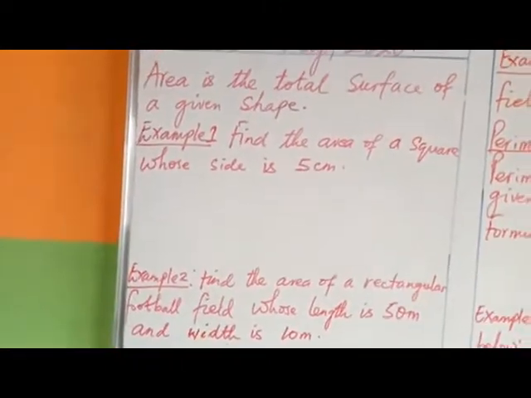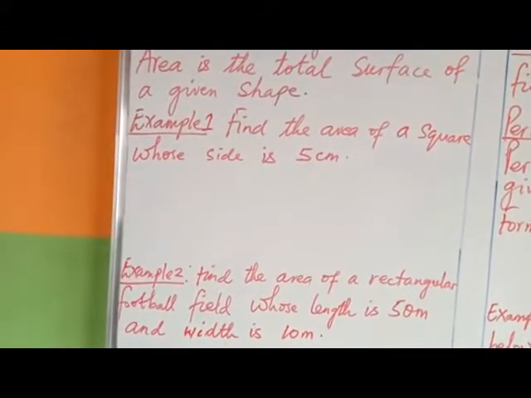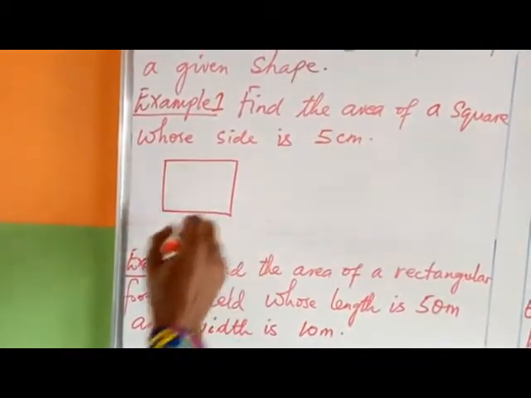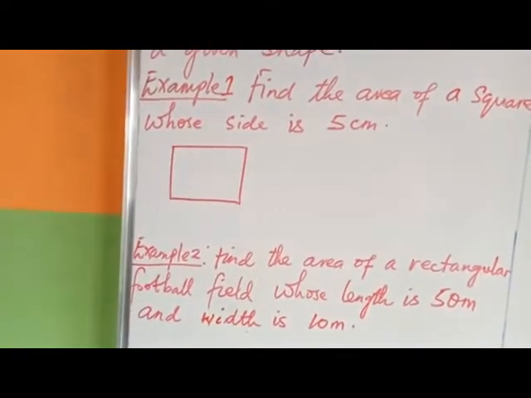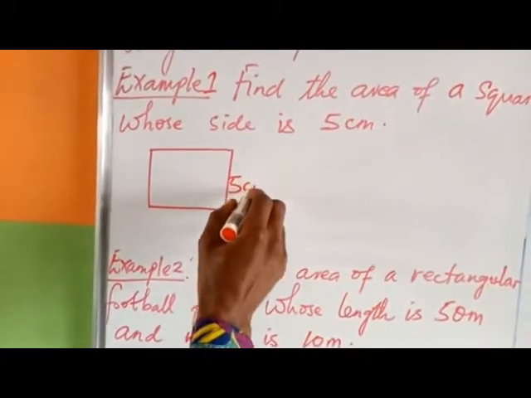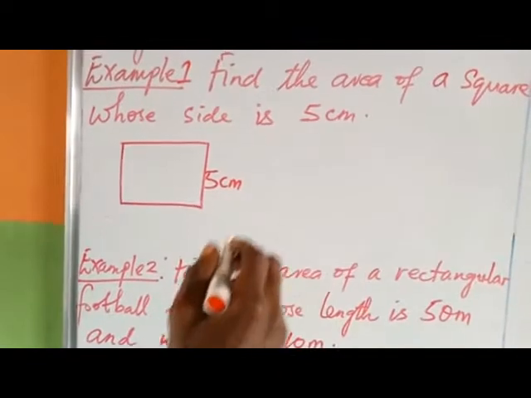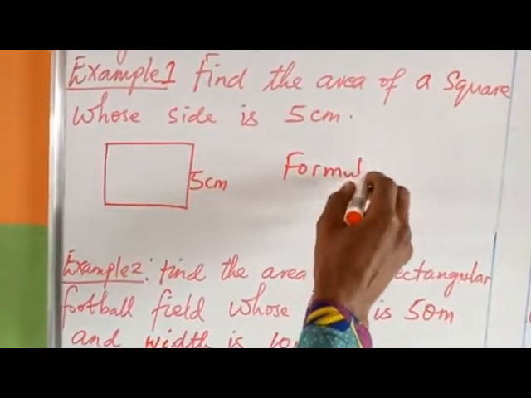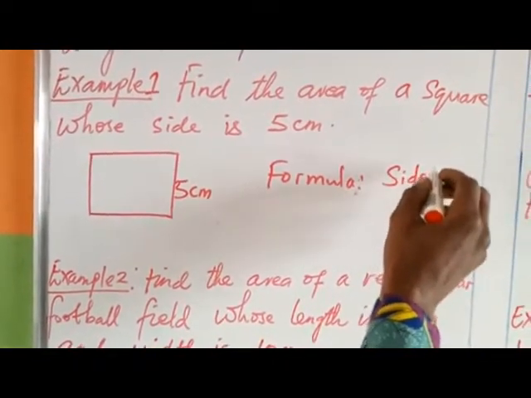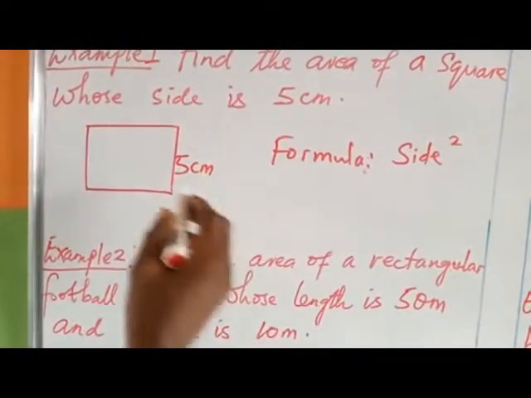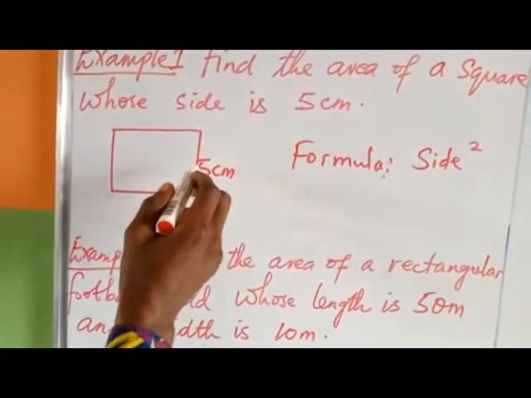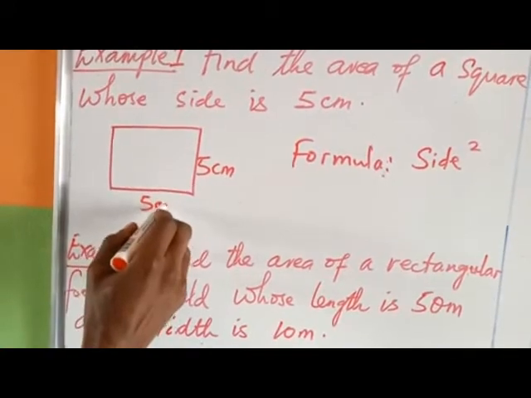The example says find the area of a square whose side is 5 centimeters. Now this is how a square looks like. And from the property of a square, we know that all the sides are equal. So in the example here, they gave only one side, which is 5 centimeters. And the formula for finding the area of a square is side squared. The side may be the length, maybe they are the same, because since the given side is 5 here, it's assumed that this side is also 5 centimeters.